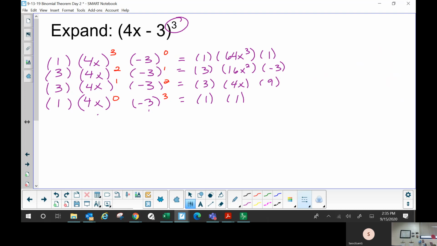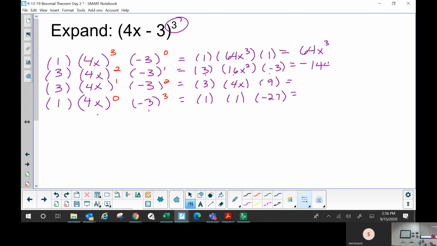-27, right? Okay, so now we multiply straight across. Have your calculators ready. Well, on this one, it's just 1 times 64x cubed times 1. That is just 64x cubed. Okay, what is 3 times 16 times -3?